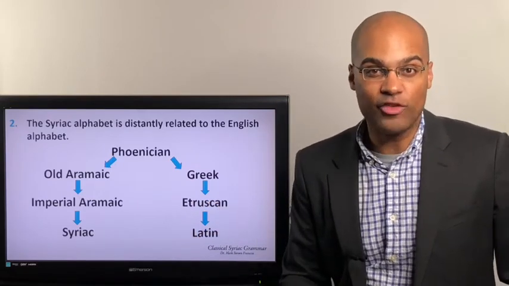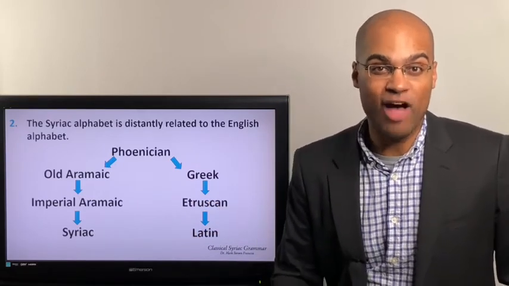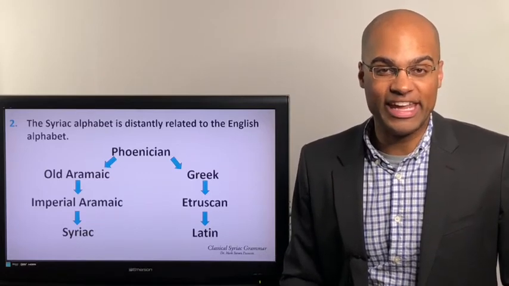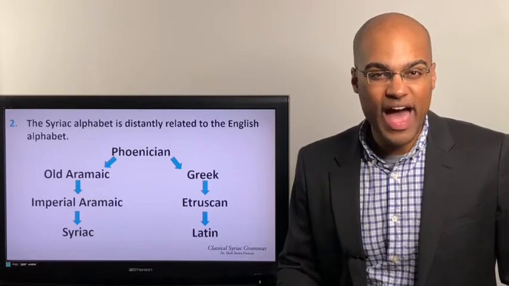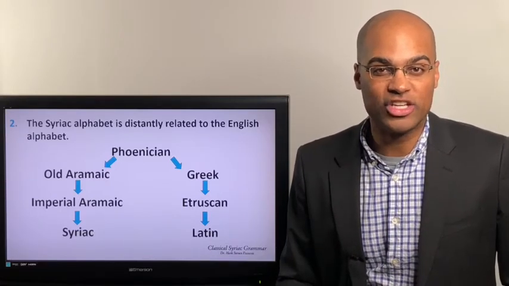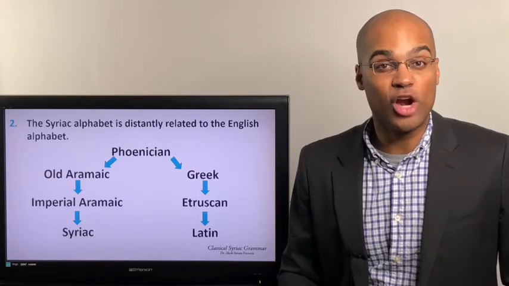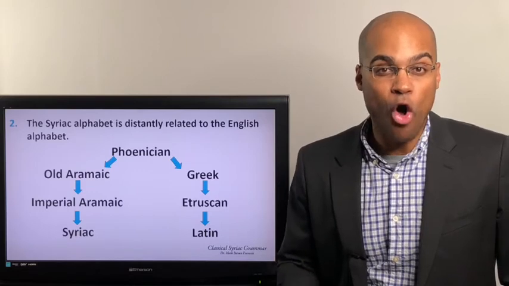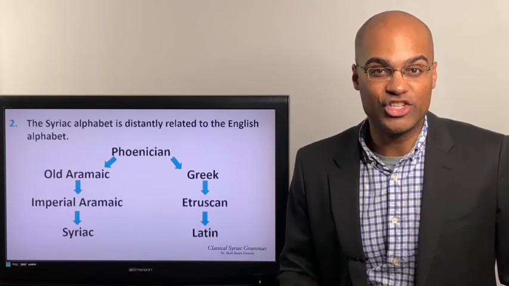And the English alphabet is basically the Latin alphabet, developed a little bit and adjusted to the sounds that we have in English today. So even though Classical Syriac looks quite a bit different from the alphabet that we have in English today, both of these alphabets are related to each other. They have a common ancestor. Both are ultimately developed from the Phoenician alphabet.